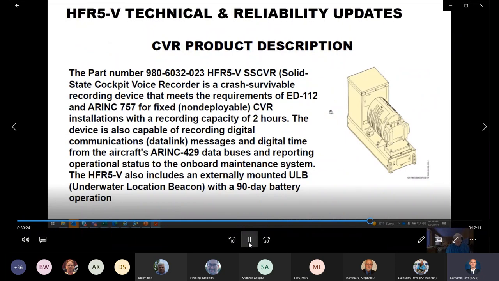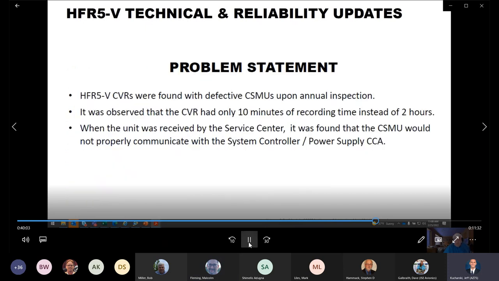The HFR5 series also includes an HFR5V, or cockpit voice recorder, very similar to the flight data recorder version. It includes a crash survivable memory unit. The recorder obtains audio information from three cockpit microphones and a wide area microphone in the aircraft. It is also capable of recording CPDLC or data link, recording that on a subchannel as well, along with time stamp information. Problem statement for the HFR-5V.